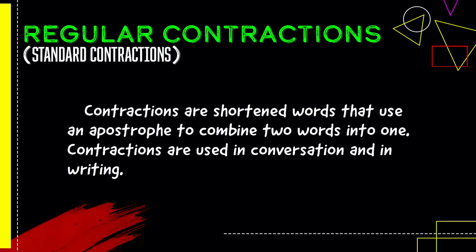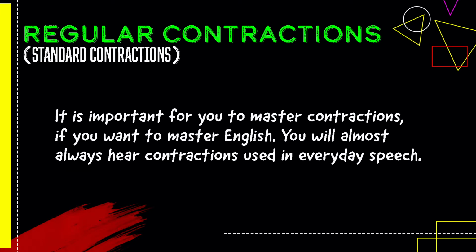Contractions are shortened words that use an apostrophe to combine two words into one. Contractions are used in conversation and in writing. It is important for you to master contractions if you want to master English. You will almost always hear contractions used in everyday speech.